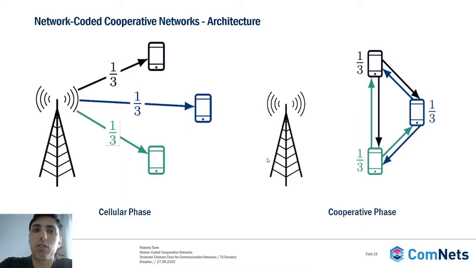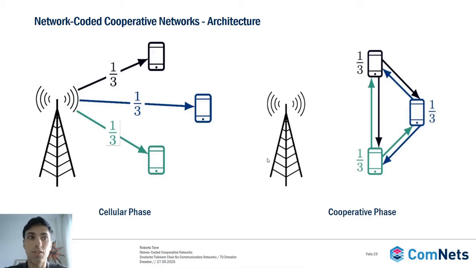So how does this network coded scheme work? We have 2 different phases. We have the cellular phase and the cooperative phase, which can be done either separately or at the same time. That depends on the number of interfaces that our user equipment has. So if we have 2 different antennas in our smartphone, we can have one antenna connected to the LTE base station and then the antenna connected to Wi-Fi. In that case, we can do this at the same time. If not, we will have to do this separately.